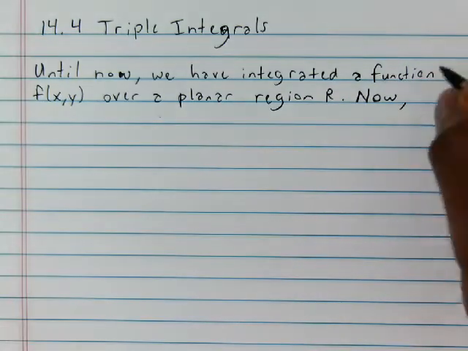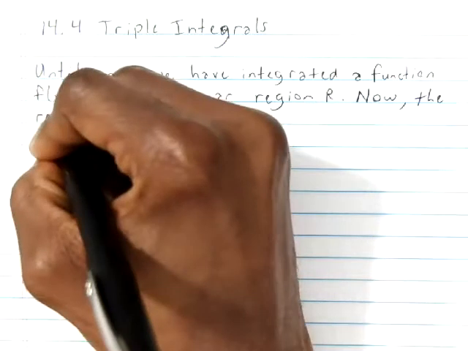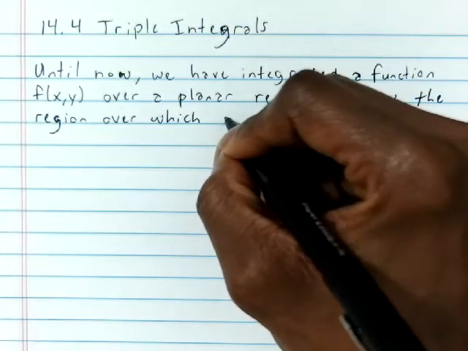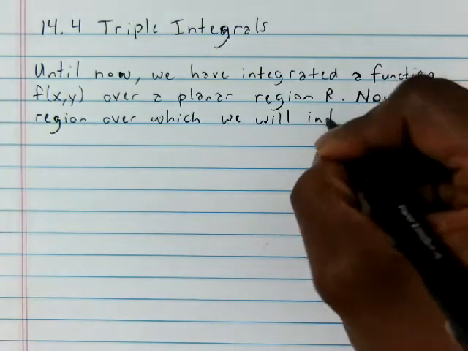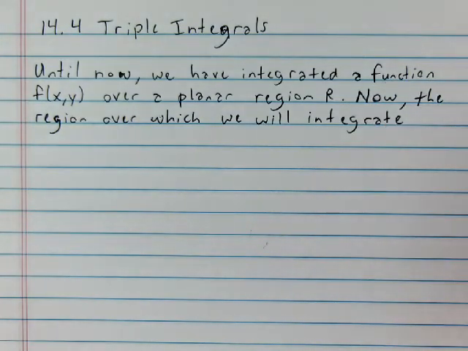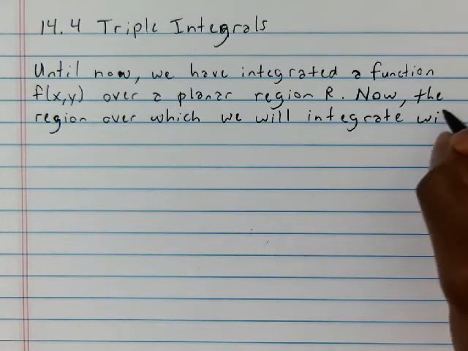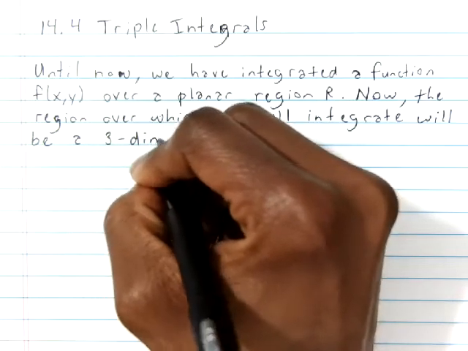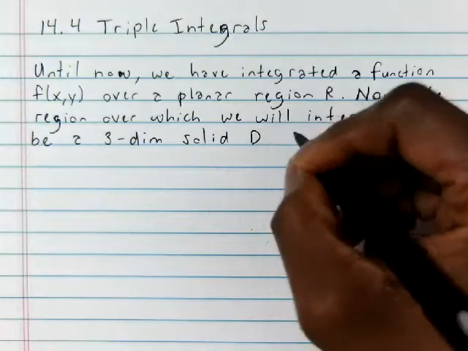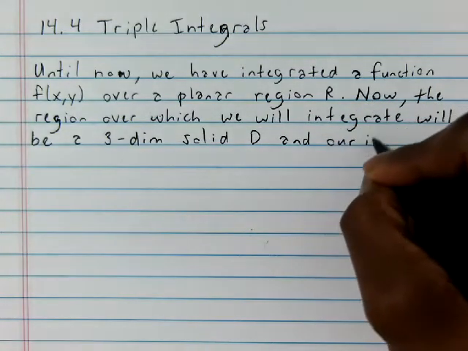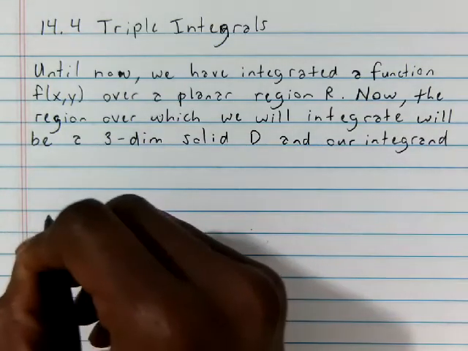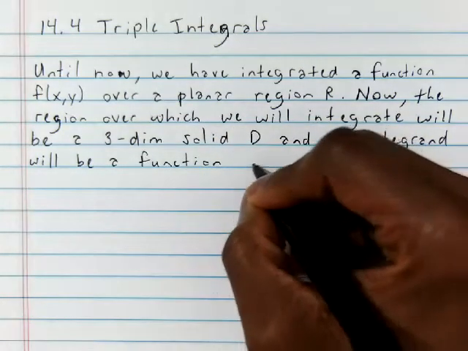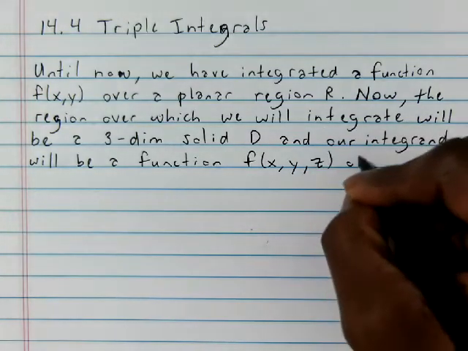Now, the region over which we will integrate will be a three-dimensional solid D, and our integrand will be a function f of x y z of three variables.